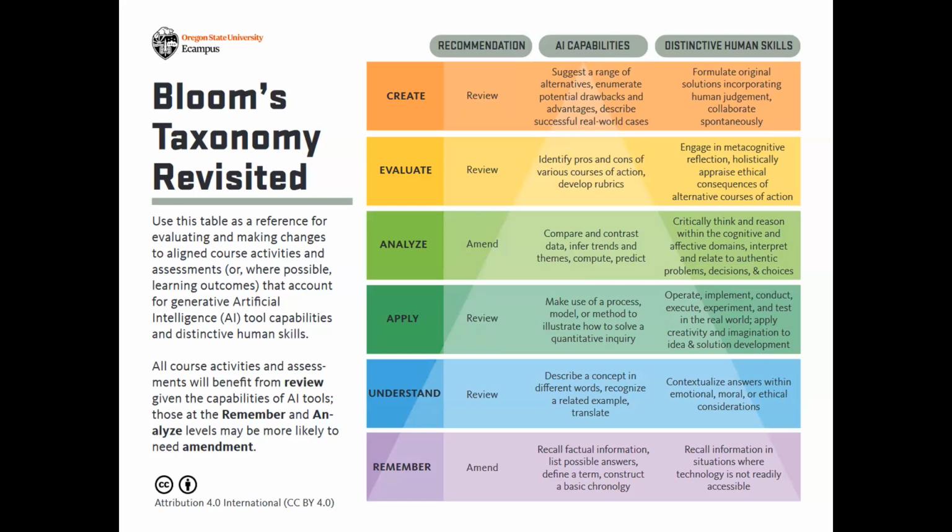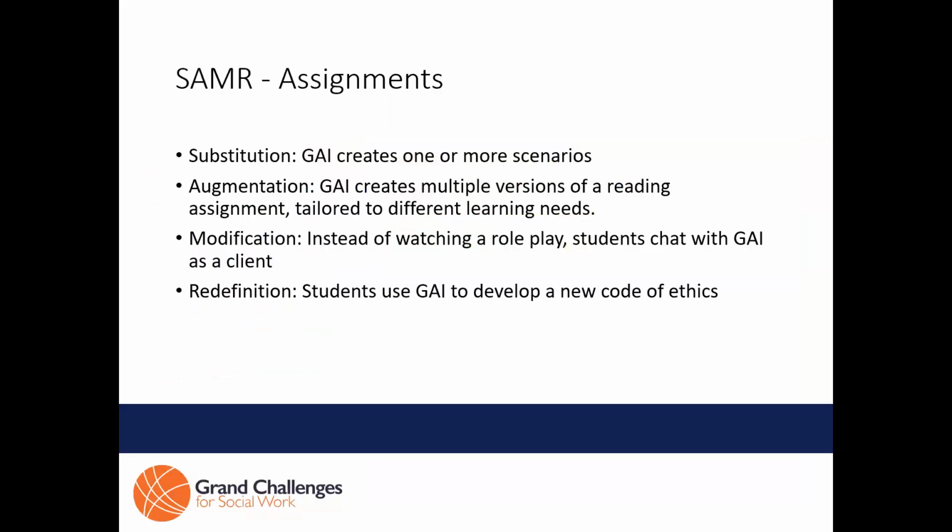And of course, all of these, they're asking you to look at, but for analyze and remember, they're specifically asking you to amend your objectives and your assignments, given the fact that generative AI, ChatGPT in particular, is particularly good at remembering and analyzing. And we'll talk a little bit about GPT-4's ability to analyze. I can post the link to this in the chat, and then you can look at the website. They go through each one of these in detail. So that's Bloom's taxonomy.